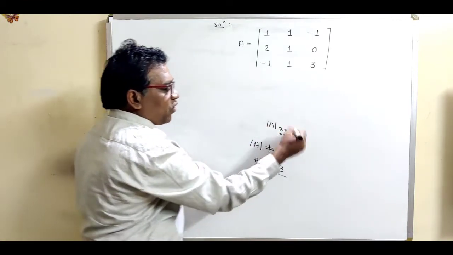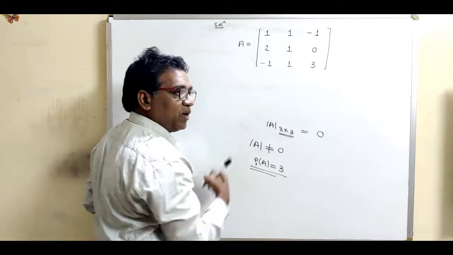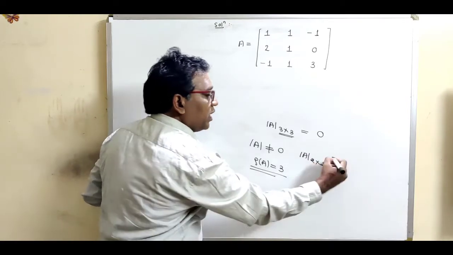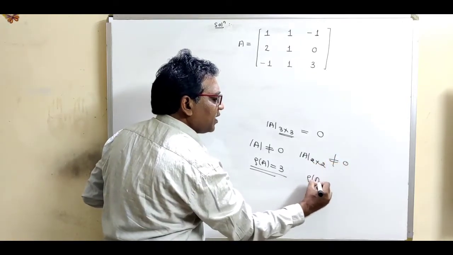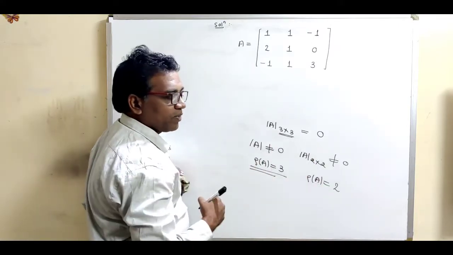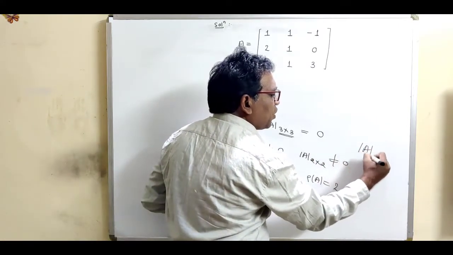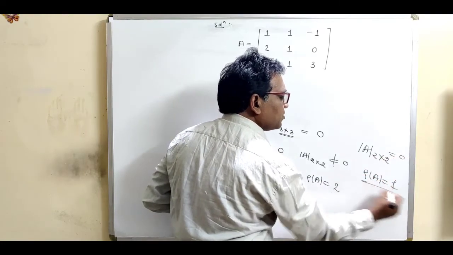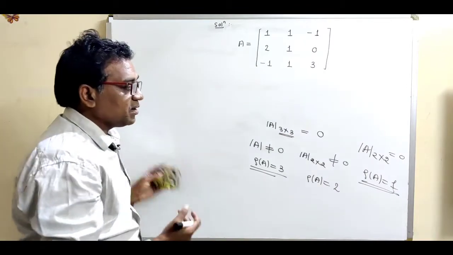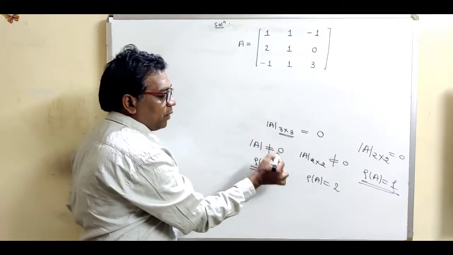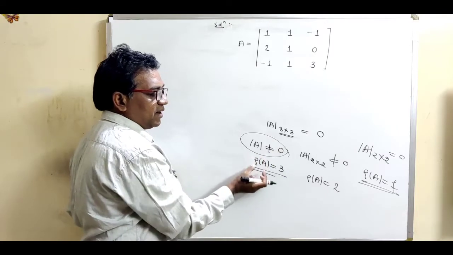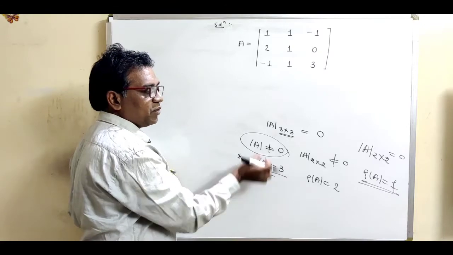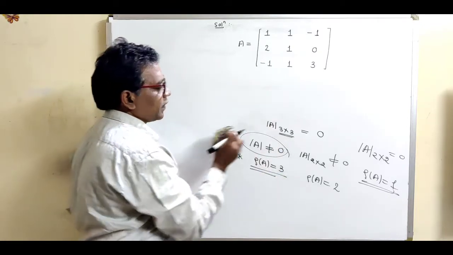Suppose the determinant of order 3 by 3 is equal to 0, then try for the determinant of order 2 by 2. If this is non-zero, then we can say that the rank of matrix A is equal to 2. Suppose the determinant of order 2 by 2 is 0, then we can conclude that the rank of the matrix is equal to 1. So see how to get the rank of the matrix. If the determinant is non-zero, then and only then we can find its rank. That means we get the rank of the matrix, it is equal to the order of that determinant.